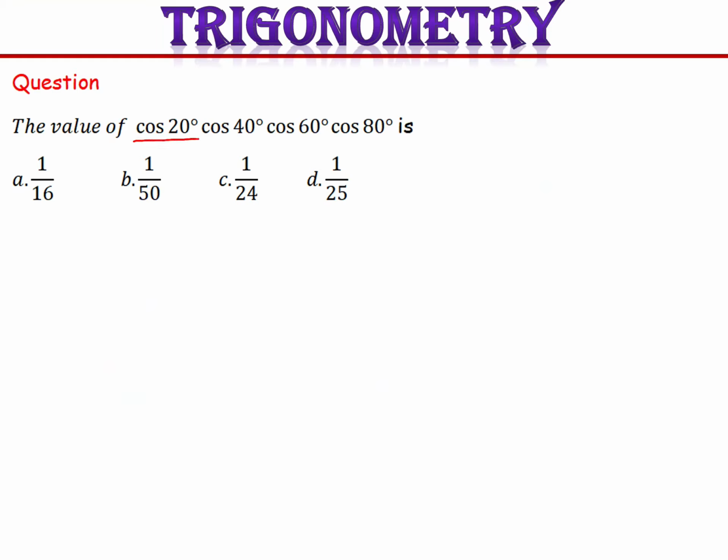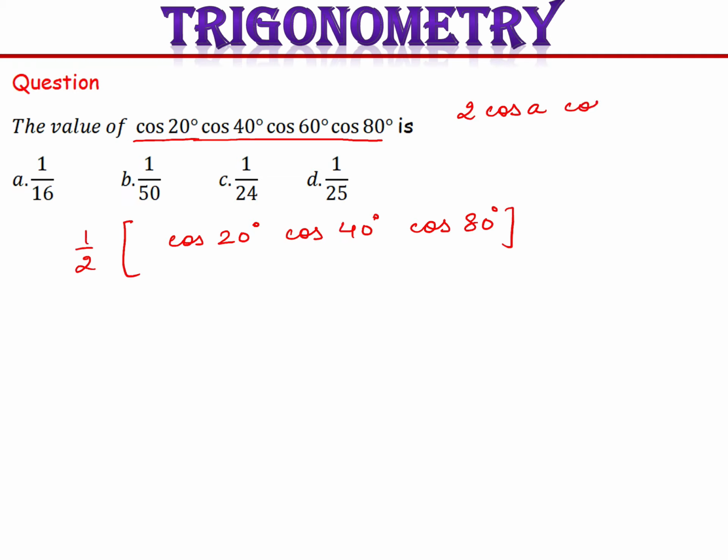Find the value of cos 20 degree, cos 40 degree, cos 60 degree, cos 80 degree. Now out of these four, I know the value of cos 60 degree. So first step is I am going to put the value of cos 60 degree and the remaining as it is. Now I am going to apply the formula. My formula will be 2 cos A cos B, and that will be equal to cos (A plus B) plus cos (A minus B).